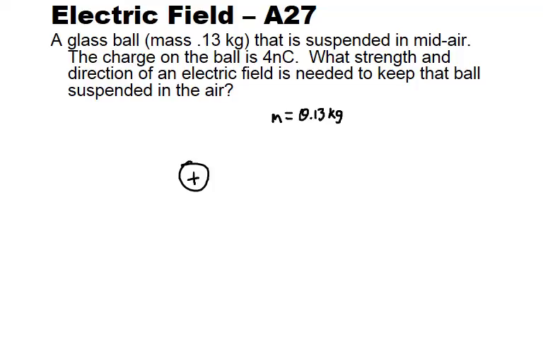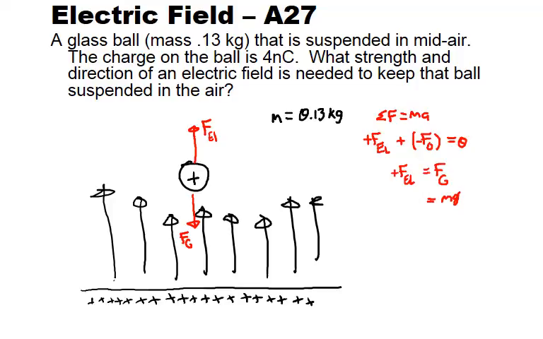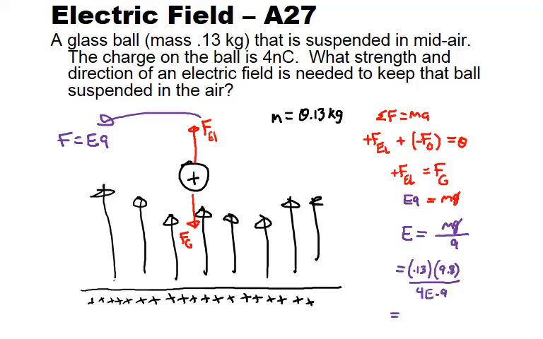Okay, so here's the glass ball, 0.13 kilograms. We've got our field, and we have the force of the electric field, and the force of gravity, or the weight of it, being counteracted. We want to find out the strength of the field. If we set up our sum of the forces, those forces should balance out to the weight. Then we have the force due to the electric field, which is in purple here, which is the electric field times the charge. We should get a field of 3.185 times 10 to the 8th newtons per coulomb upward to counteract the force of gravity on this object.